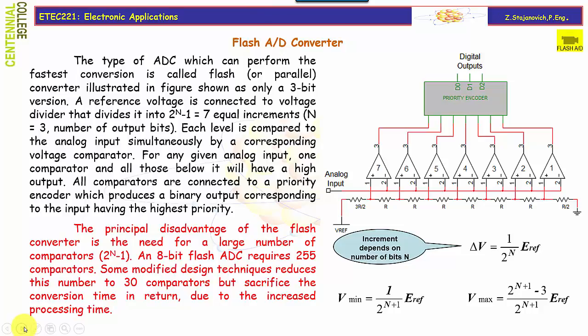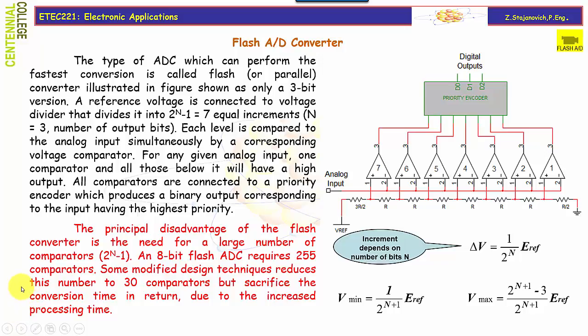At the end, let us say a couple of words about a flash analog to digital converter. The type of analog to digital converter which can perform the fastest conversion is called a flash or parallel converter, illustrated in the figure shown as only a 3-bit version. A reference voltage is connected to a voltage divider that divides it into 2 to the power n minus 1, which is 7 equal increments. n is number 3, the total number of bits.